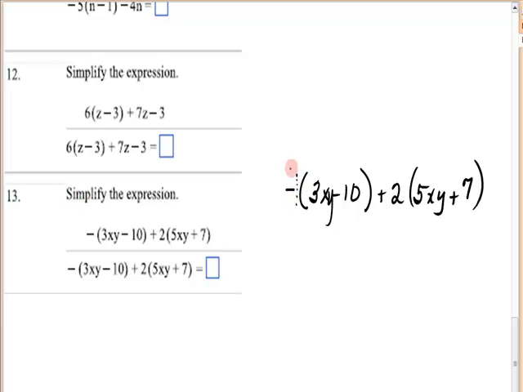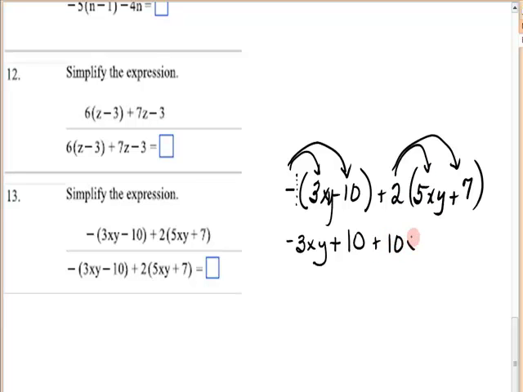All right, I see the parentheses, so if I'm going to simplify, I look to see if I can do the distributive property, and yes, there's a negative 1. Negative 1 times 3xy gives me negative 3xy. Negative 1 times negative 10, negative times negative is positive, and we get a 10. Second group of distributive property, I am distributing a positive 2. 2 times 5xy gives me 10xy. 2 times 7 gives me 14.